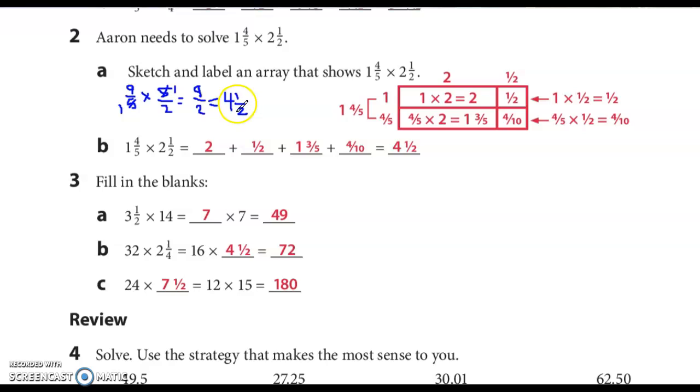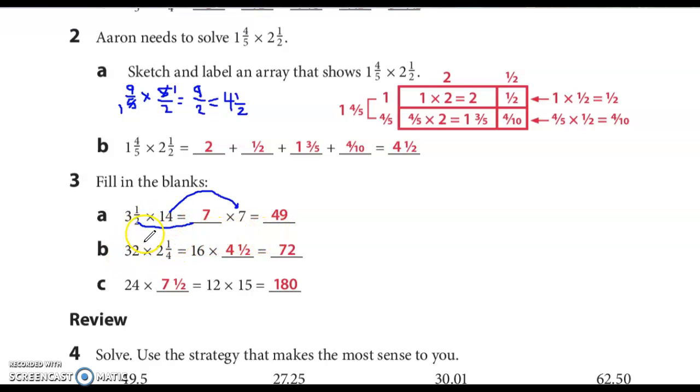Down here on number 3, we're going to fill in the blanks, but you're going to use your number relationships in order to fill in the blanks. So you saw that the 7 was here. That has a relationship with the 14. So 14 to 7 was halved. So then you know you need to take the 3 1/2 and double it. 3 1/2 doubled is 7, which makes this problem really simple. 7 times 7 is 49.